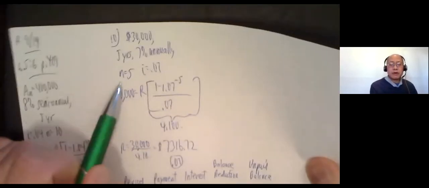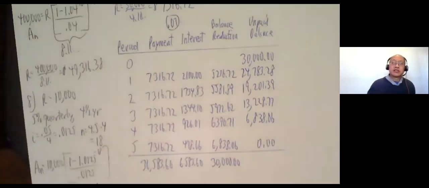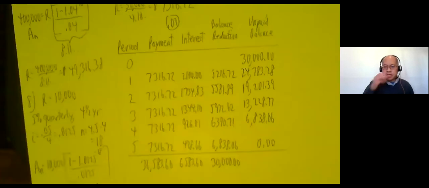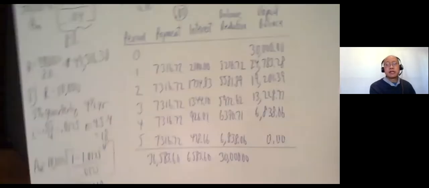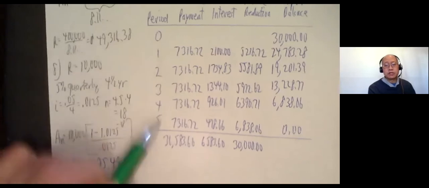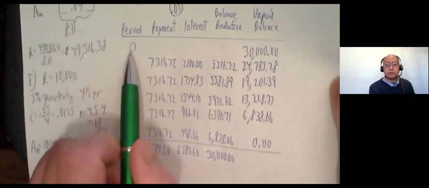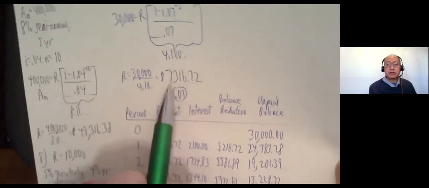Okay, there were 5 periods. Again, if you take out a real bank loan, like a home loan, that's 30 years, 30 times 12 is 360. This thing would go down to 360. Car loans are what, 3 years, 4 years? That's 3 times 12 is 36. But for brevity's sake, we just go 5. So I like to put 0, 30,000. Now you know the payment is 7316.72.